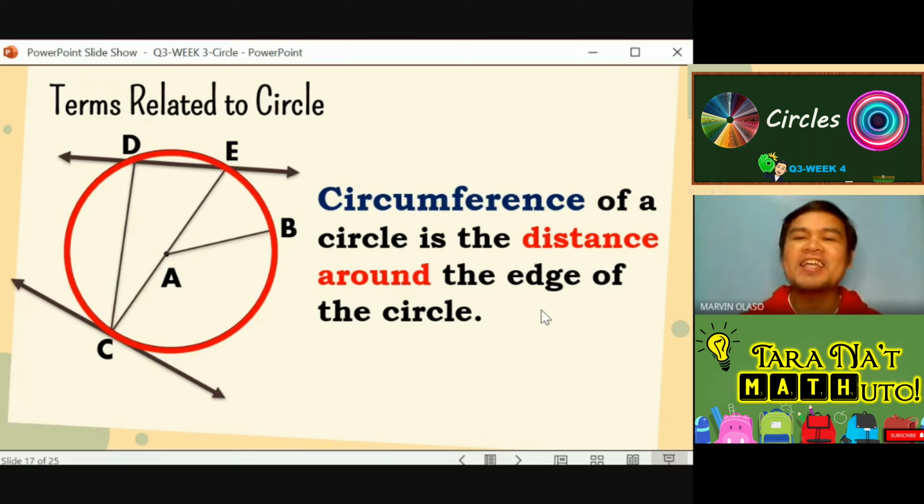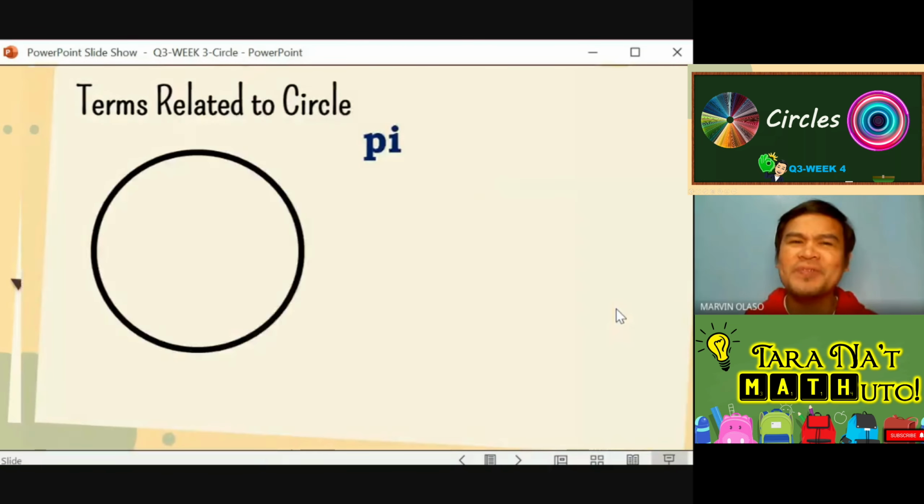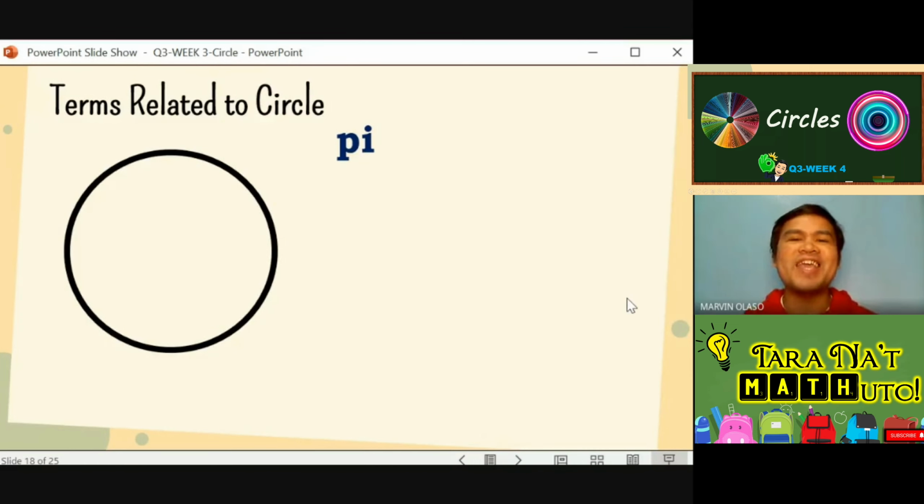And the last term, eto na, kilala nyo na yung circumference, no? So, ang ating last term is usually the common term related to circle, especially in finding the measurement of a circle. So, let us discuss the story behind it. Ayan, kilalanin natin, sino kaya siya? Yon, presenting the pi. Pi po yan ha.